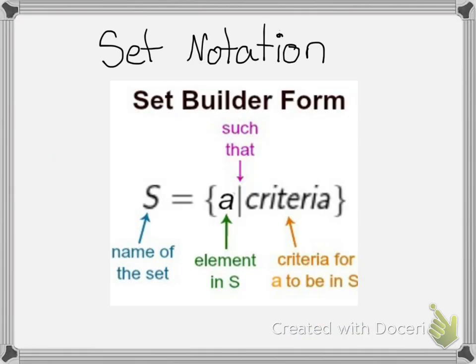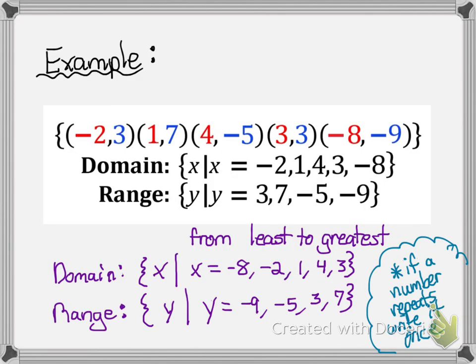Set notation is written like this, where you will have your domain or range, that's the name of the set that you'll put there, and then the element, whether it's the x or the y, such that, and then you write the criteria. Let's look at the first example.